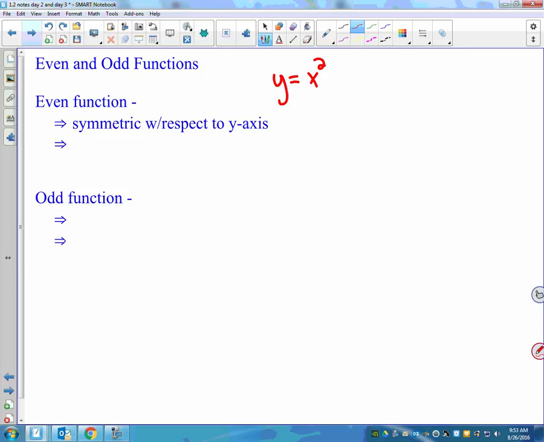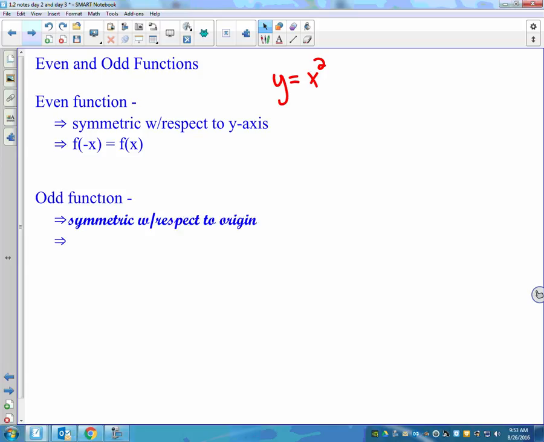What makes it symmetric with the y-axis? Another way of writing that is we can say when you plug in a negative, you get the same thing as when you plug in a positive. So we can say f of negative x equals f of x. And with x squared, for every negative number you plug in, you get the same thing when you plug in a positive. And then we also have odd functions. An odd function is symmetric with the origin.